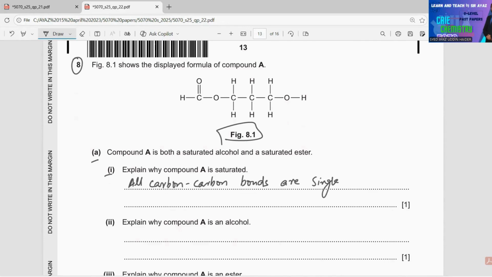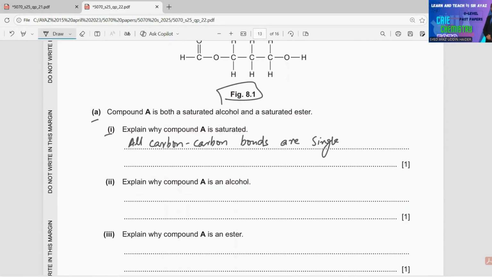Remember, you have to refer to the carbon-carbon bonds when we are talking about saturation in organic compounds. And this structure is of an organic compound.